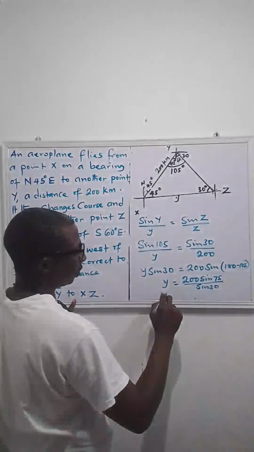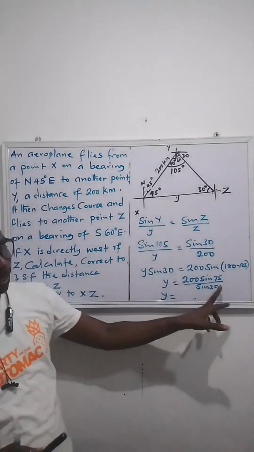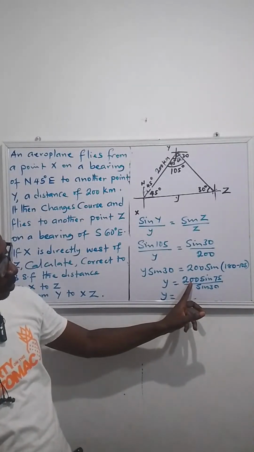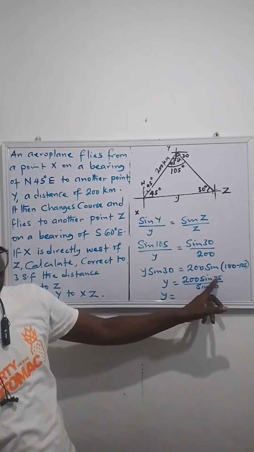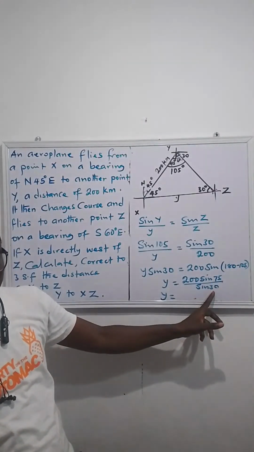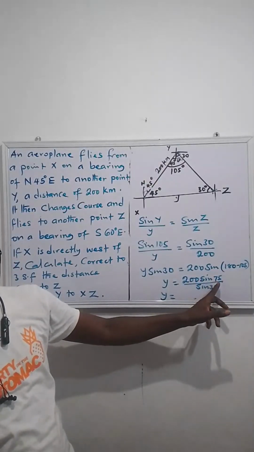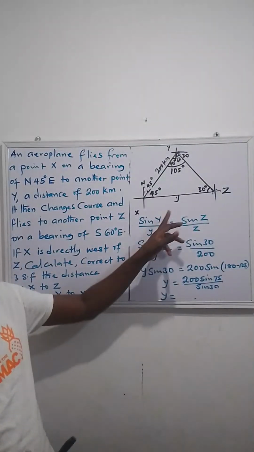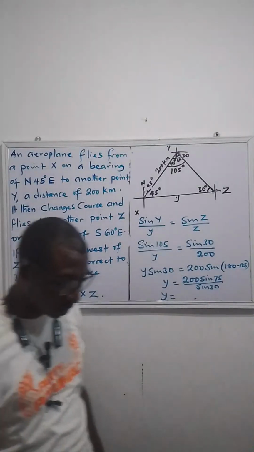Okay, so now, and that gives you what? Can you compute this and tell me what the answer is going to be? Sine 200 times sine 75 divided by sine 30. So what are you going to have for that? That's going to give us the distance here. Can you compute that? Let's have your answer in the comment section.